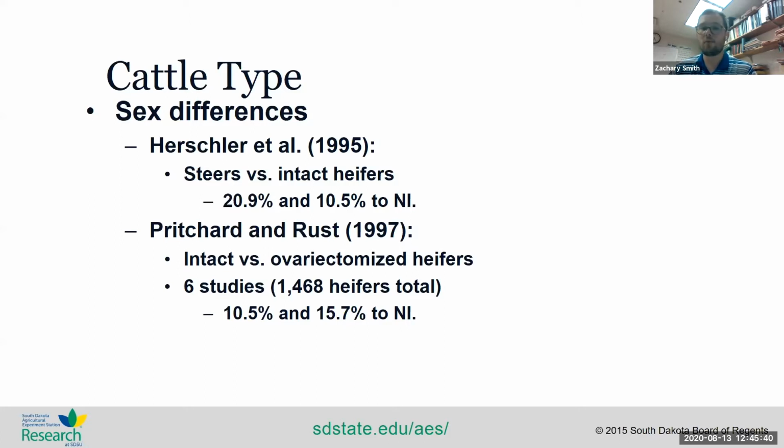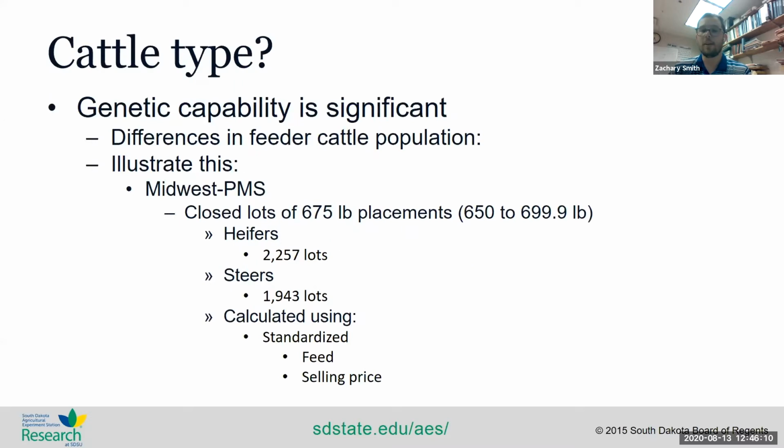Now, Dr. Pritchard and Rust in the Oklahoma State Implant Symposia compared intact versus spayed heifers. And this was 6 studies that was about 1,500 heifers in total. And when they compared non-implanted heifers to intact heifers that were not spayed, they saw about a 10.5% improvement in daily gain. And when you remove the gonads from these heifers, approximately 16% increase in daily gain relative to non-implanted animals. Now, it's also really important to think about the genetic capability of cattle.